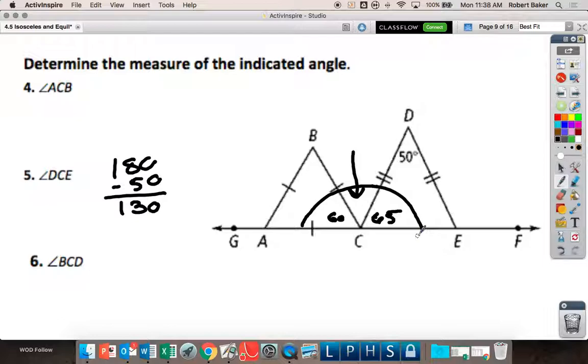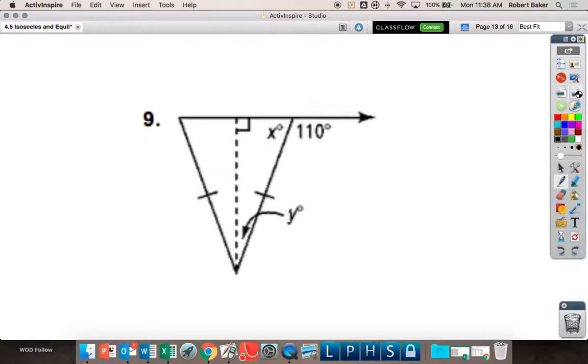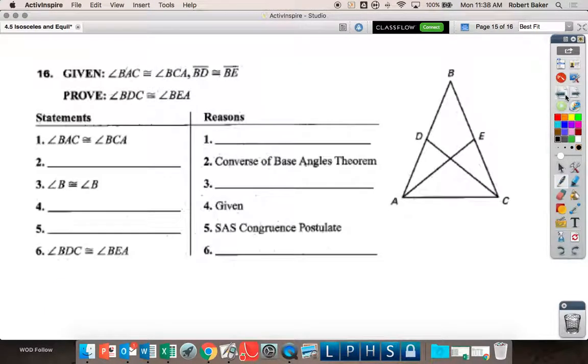Let's look at your homework real quick. Let's go to the last question. It wouldn't be geometry without some proofs. Alright, we have 10 minutes, so let's be efficient.